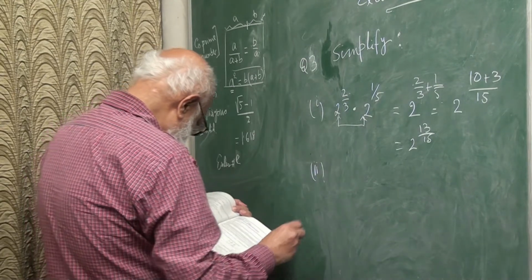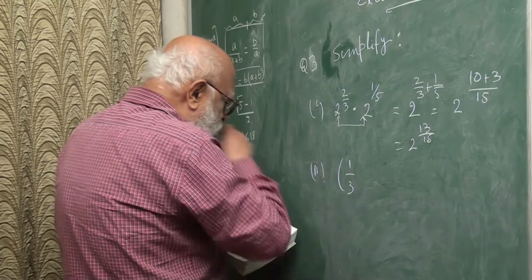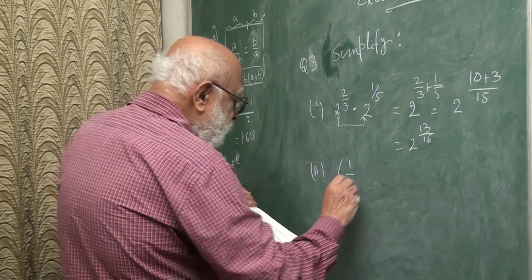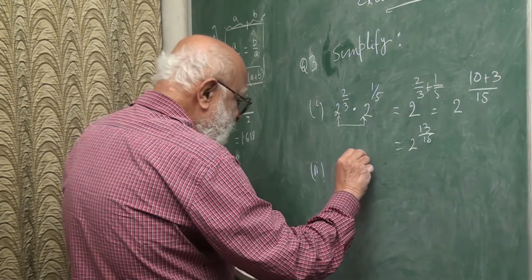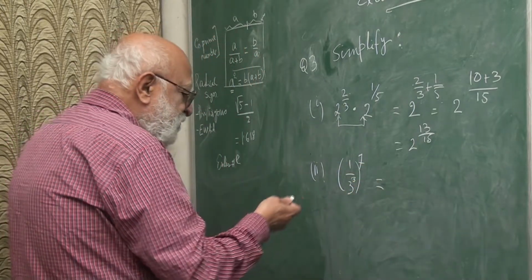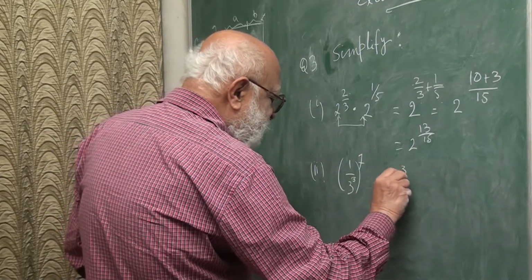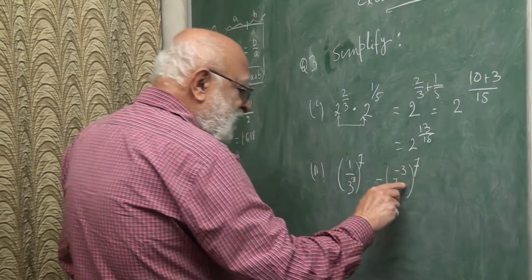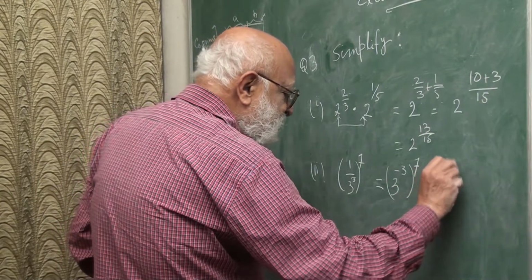And that is 1 upon 2 to the power 3 into 2 to the power 7. So I can do it this way. You can either flip it up, so that would be 3 to the power minus 3 and into again 7. So that means it should be 7 times this. So 3 to the power minus 21.